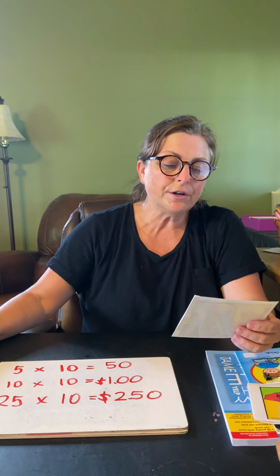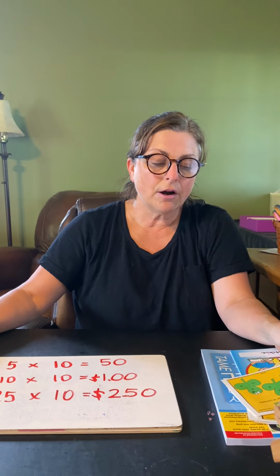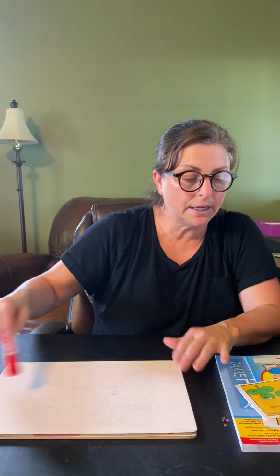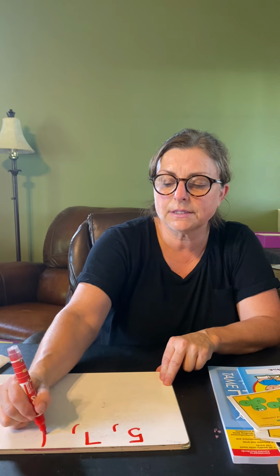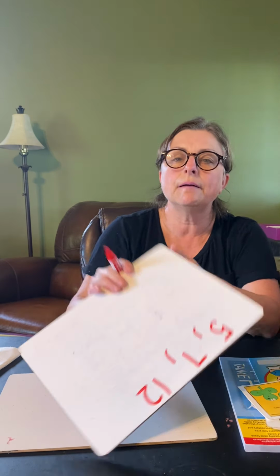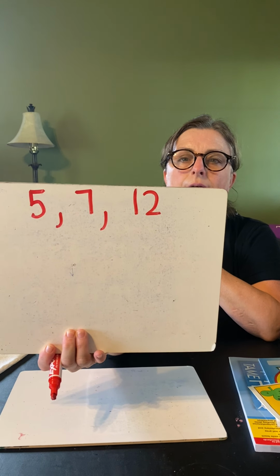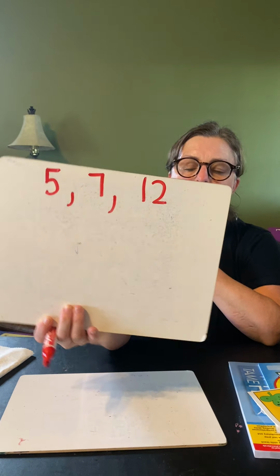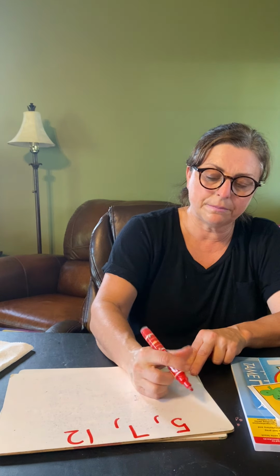And the first set of numbers are 5, 7, and 12. 5, 7, and 12. And you're going to write the fact family using 5, 7, and 12. Remember, you're going to write 2 addition problems, 2 subtraction problems, only using these 3 numbers, 5, 7, and 12. I'm going to go ahead and write them, and then we'll compare.